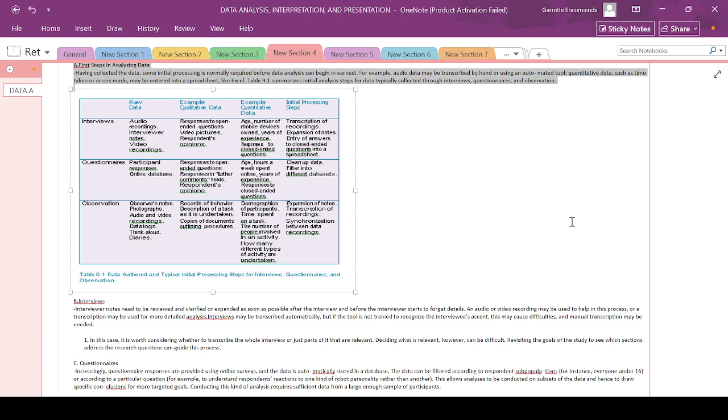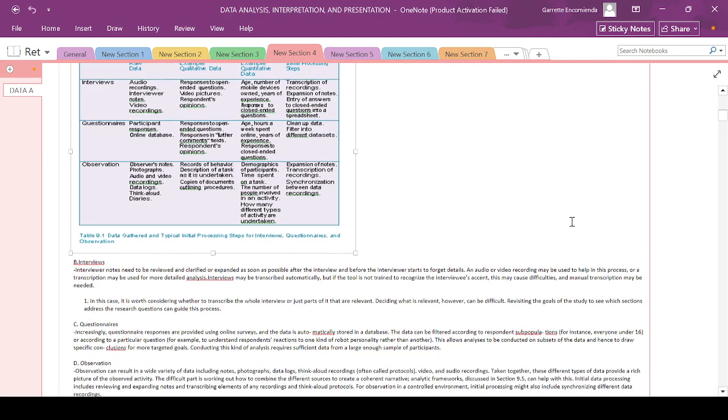filter into different datasets. Observation. Raw data: observer's notes, photographs, audio and video recordings, data logs, think-aloud diaries, records of behavior, description of a task as it is undertaken, copies of documents outlining procedures. Example quantitative data: demographics of participants, time spent on a task, the number of people involved in an activity, how many different types of activity are undertaken. Initial processing steps: expansion of notes, transcription of recordings, synchronization between data and recordings.